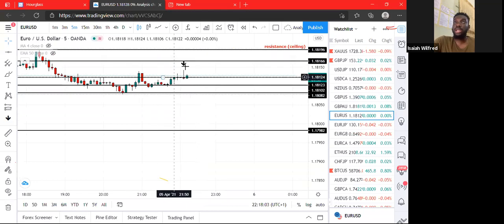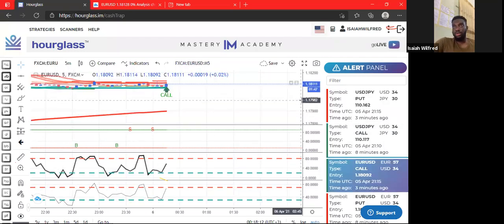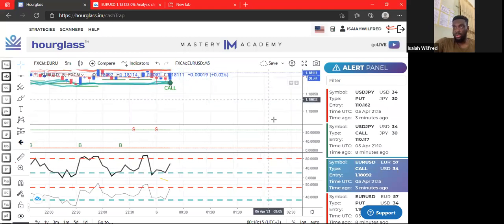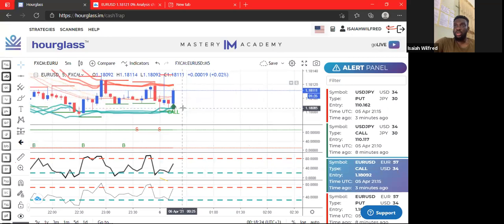So okay, look at this one, Euro USD. Let me check Cashtrap for Euro USD. So Euro is 57. Wow, this one was nice though. Euro is 57, USD is 34. So we're actually looking for buy opportunities. And this one is consolidating.